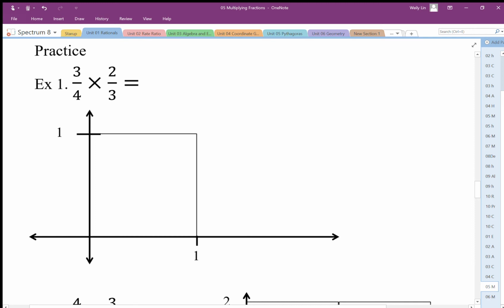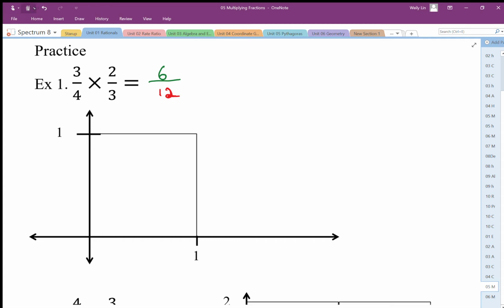Let's do some practice here. We can use our rule to start and see if we can confirm it. Our rule again was top times top, so 3 times 2 gives us 6 pieces that make up the parts, and we had 4 times 3, which made up the whole pieces. Okay, so it looks like we should get 6 over 12 or 1/2. So let's check this out.